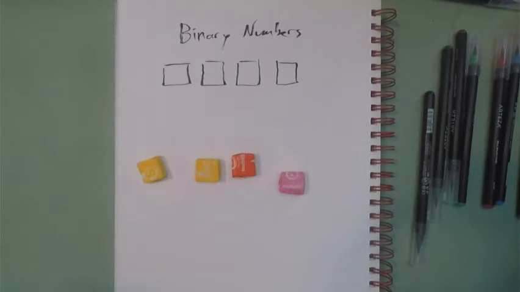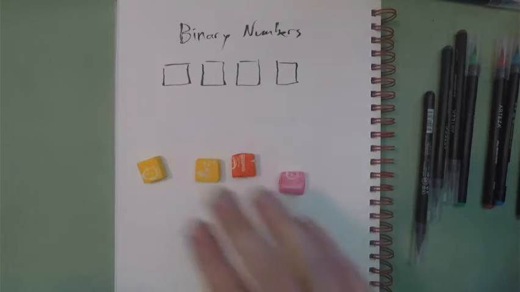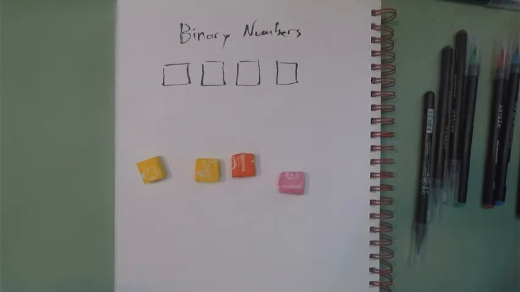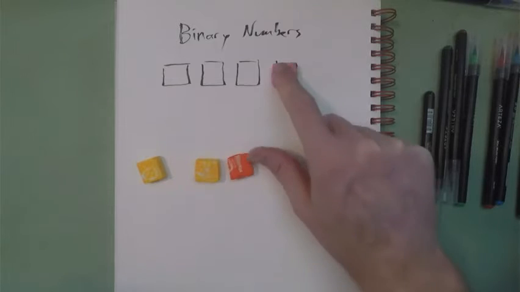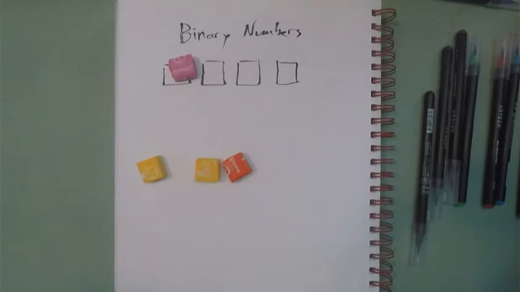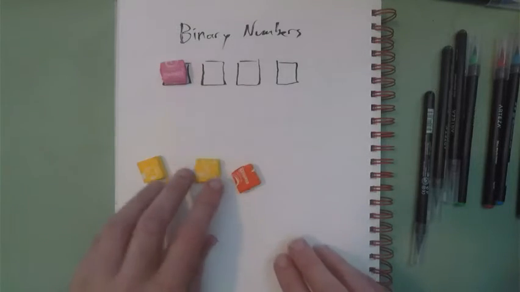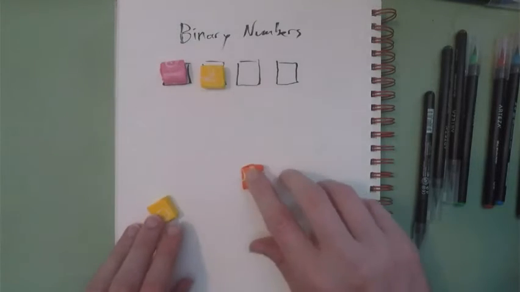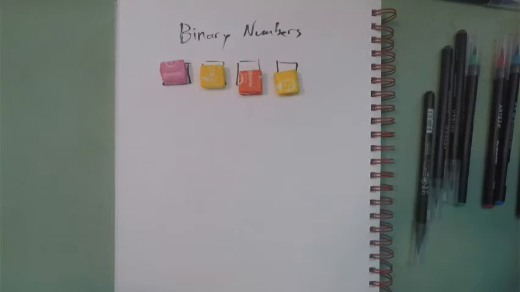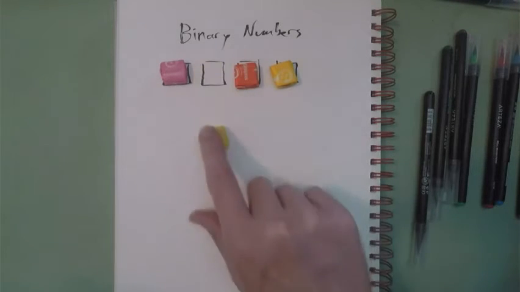So if we want 0, well, that's easy. We just turn all our lights off. If we want 1, well, we could turn one light on. Now, we could say any number of those lights on could represent 1, in which case our possible numbers are we got 1, we got 2, we got 3, or we got 4.